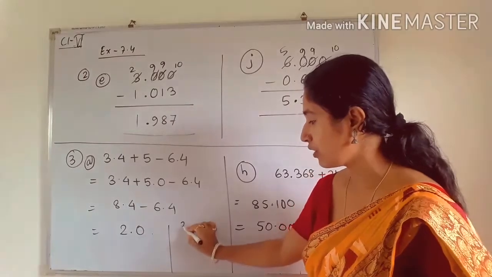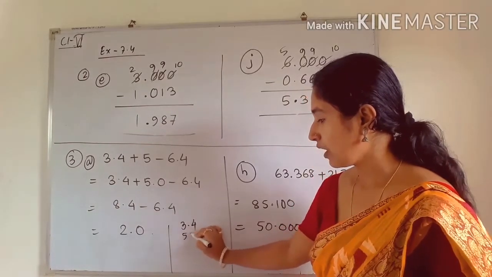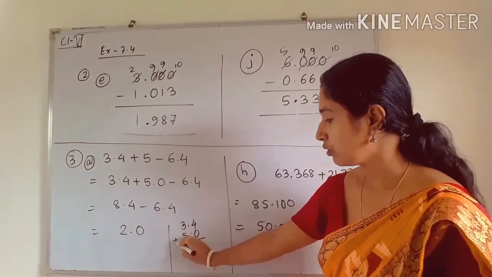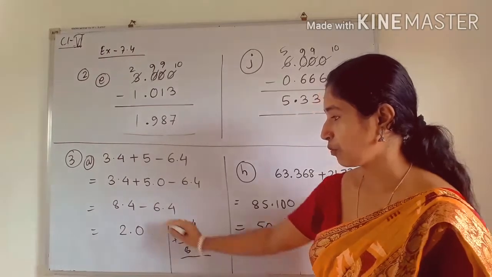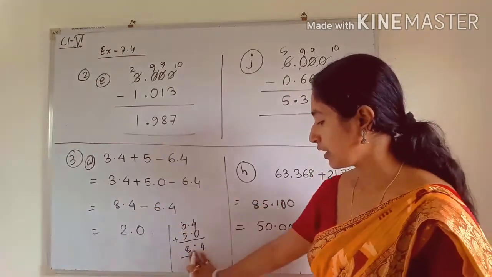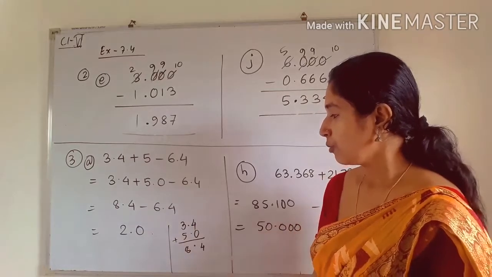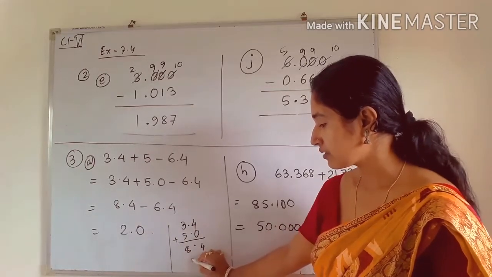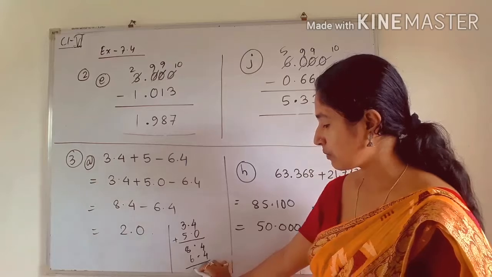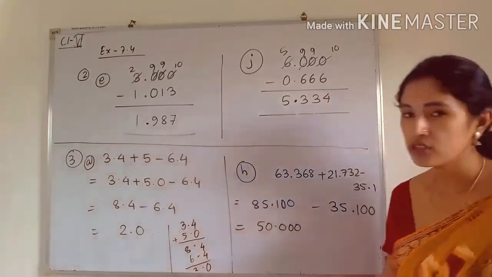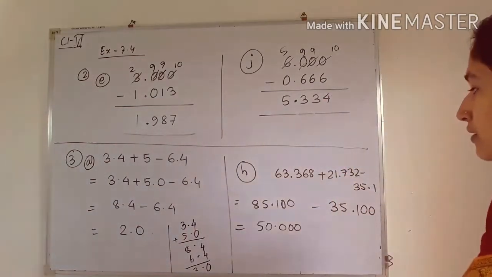You can do rough work on the side of the copy. I told you to do rough work. You can do it here. So 4, 5 plus 3 will be 8. So 8.4. After doing this, you can do subtraction, because in BODMAS, subtraction is the last thing you have to do. So here you can do subtraction. 4 minus 4 will be 0. 8 minus 6 will be 2. So 2.0, or you can write 2. 2 will be the final answer.